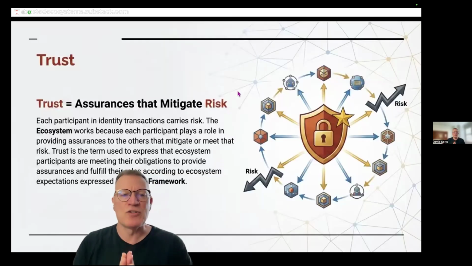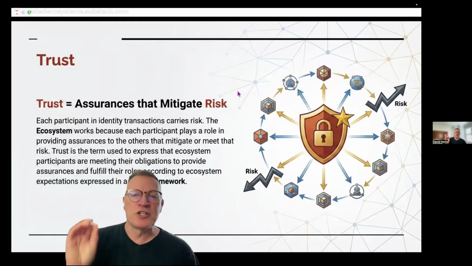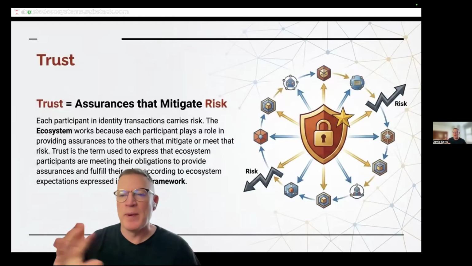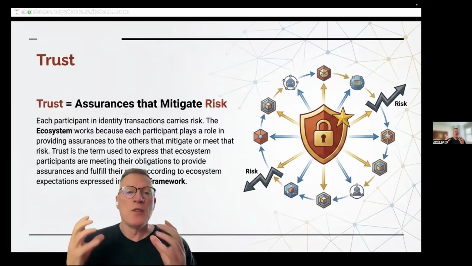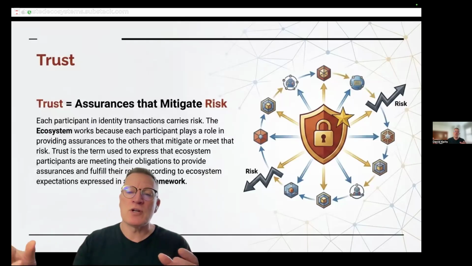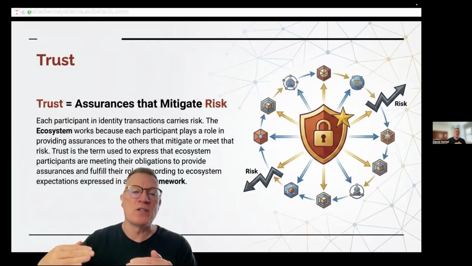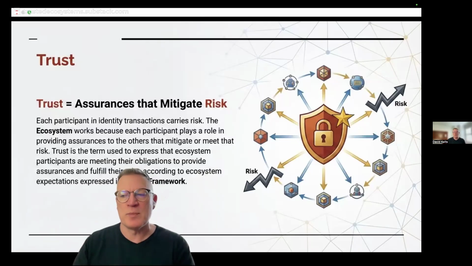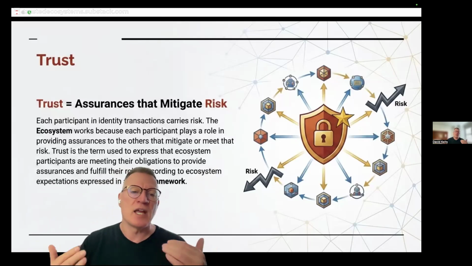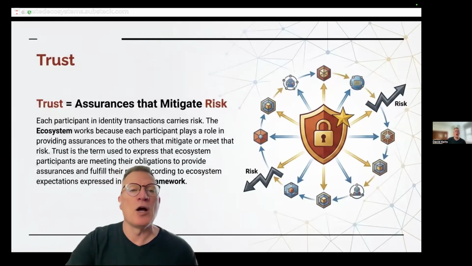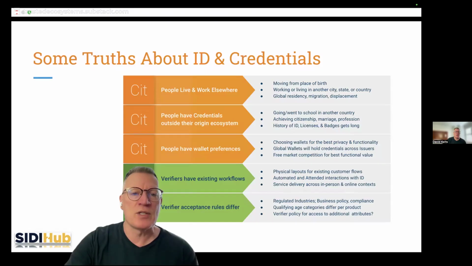All right, so defining trust here, just quickly: assurances that mitigate risk. Everybody in the ecosystem has risk from their own point of view. Consumers have risk, relying parties have risk. The question is, can we communicate trust? Can we set up the ecosystem in a way that's going to mitigate that risk sufficiently so that most participants feel comfortable enough to take part in operations within that ecosystem?